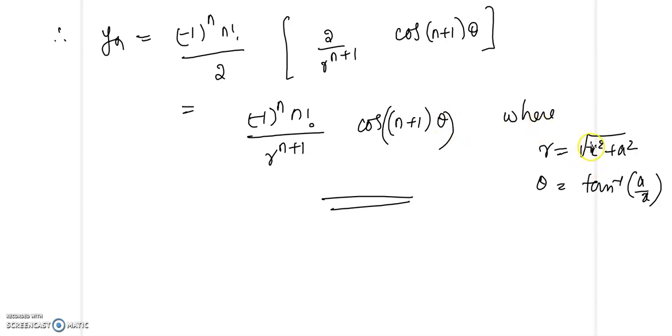Now here r will be root of x square plus a square, and theta will be tan inverse of a by x. So you can leave your final answer in this form, just mentioning what r and theta are there.